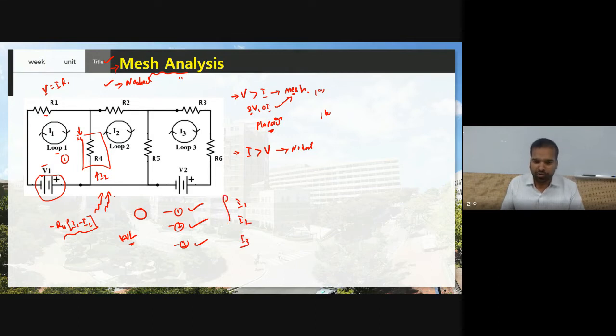And I told you how to find I1, I2 by using Cramer's rule. So I1 equals delta I1 by delta, I2 equals delta I2 by delta, and I3 equals delta I3 by delta. This we have discussed in our previous class. Now here what I am going to explain is super mesh analysis.